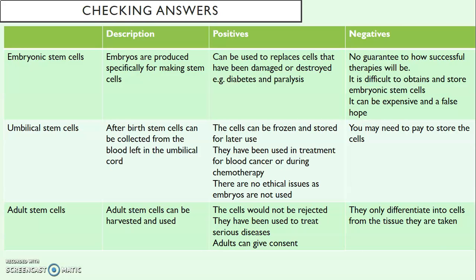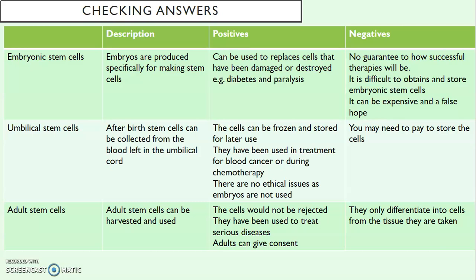For umbilical cord stem cells, what happens is after birth, stem cells are collected from the blood left in the umbilical cord. On the plus side, we can freeze and store these cells for later use. We can use them in treatment for blood cancer or to reduce the effects of chemotherapy. And there are no ethical issues because the embryos aren't being used. On the negative side, you will probably have to pay to store the cells, which can lead to extortion or people not being able to afford to do it.